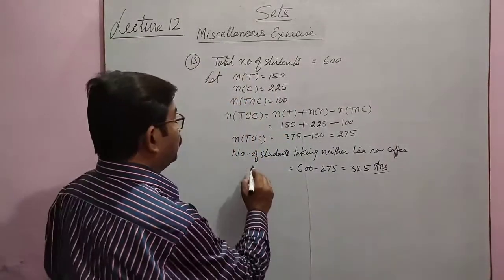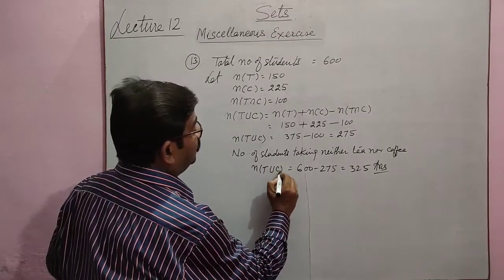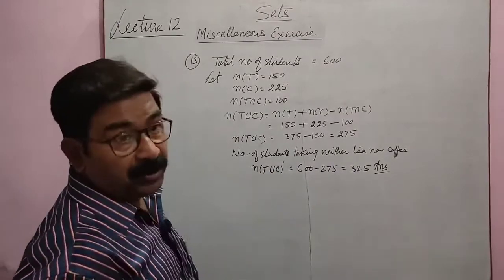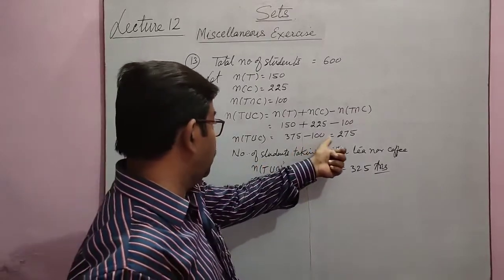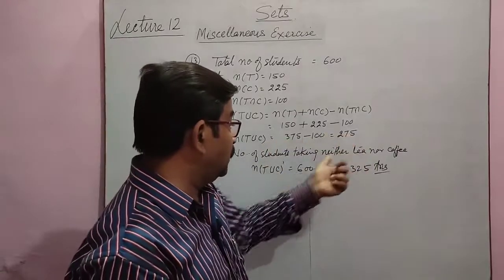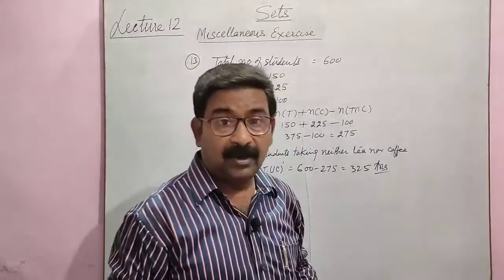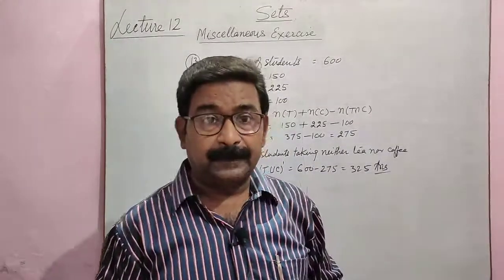This is (T union C) complement. This is T union C. Then how many are neither? This is either. Neither means complement. So from the universal set we will subtract this. Got it? This is the actual answer.